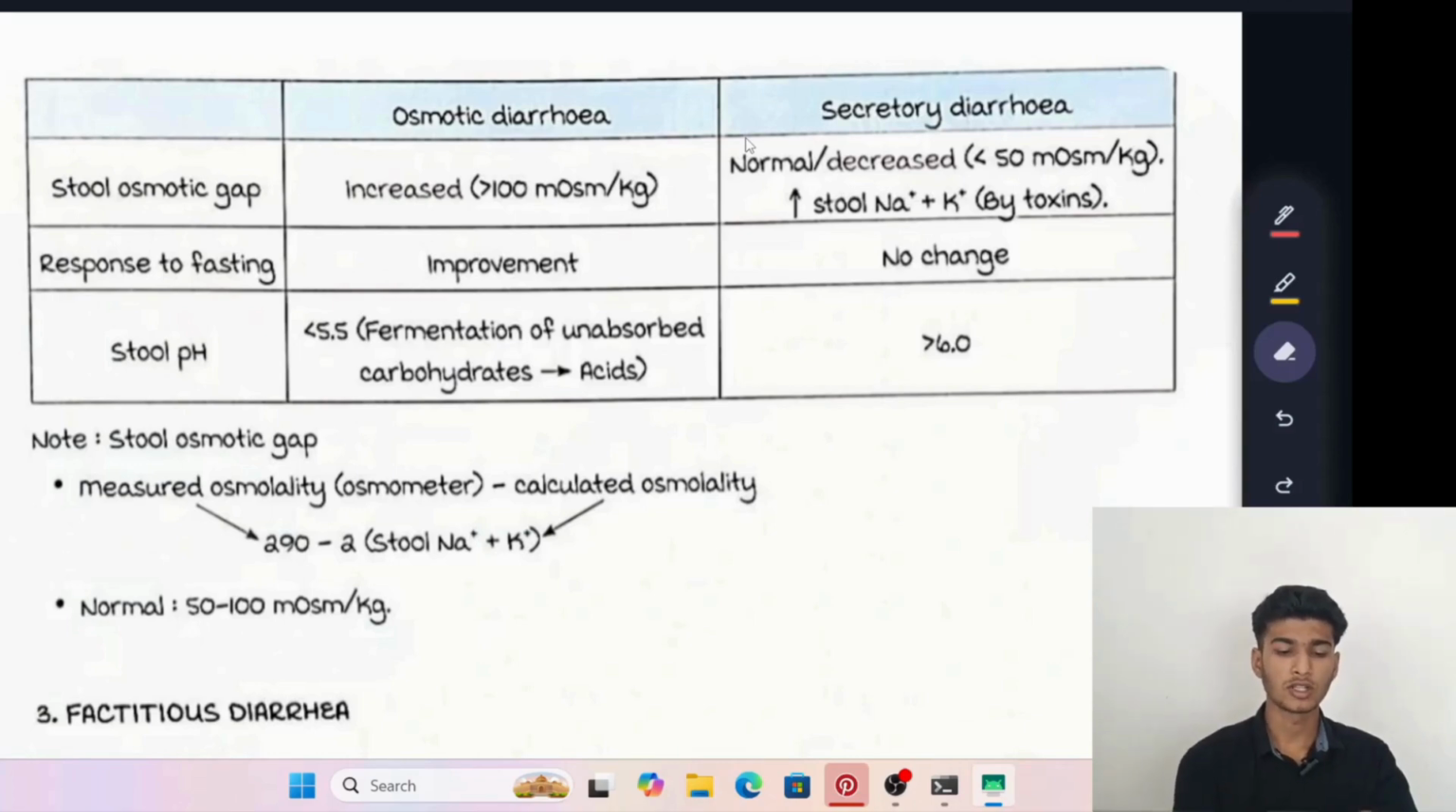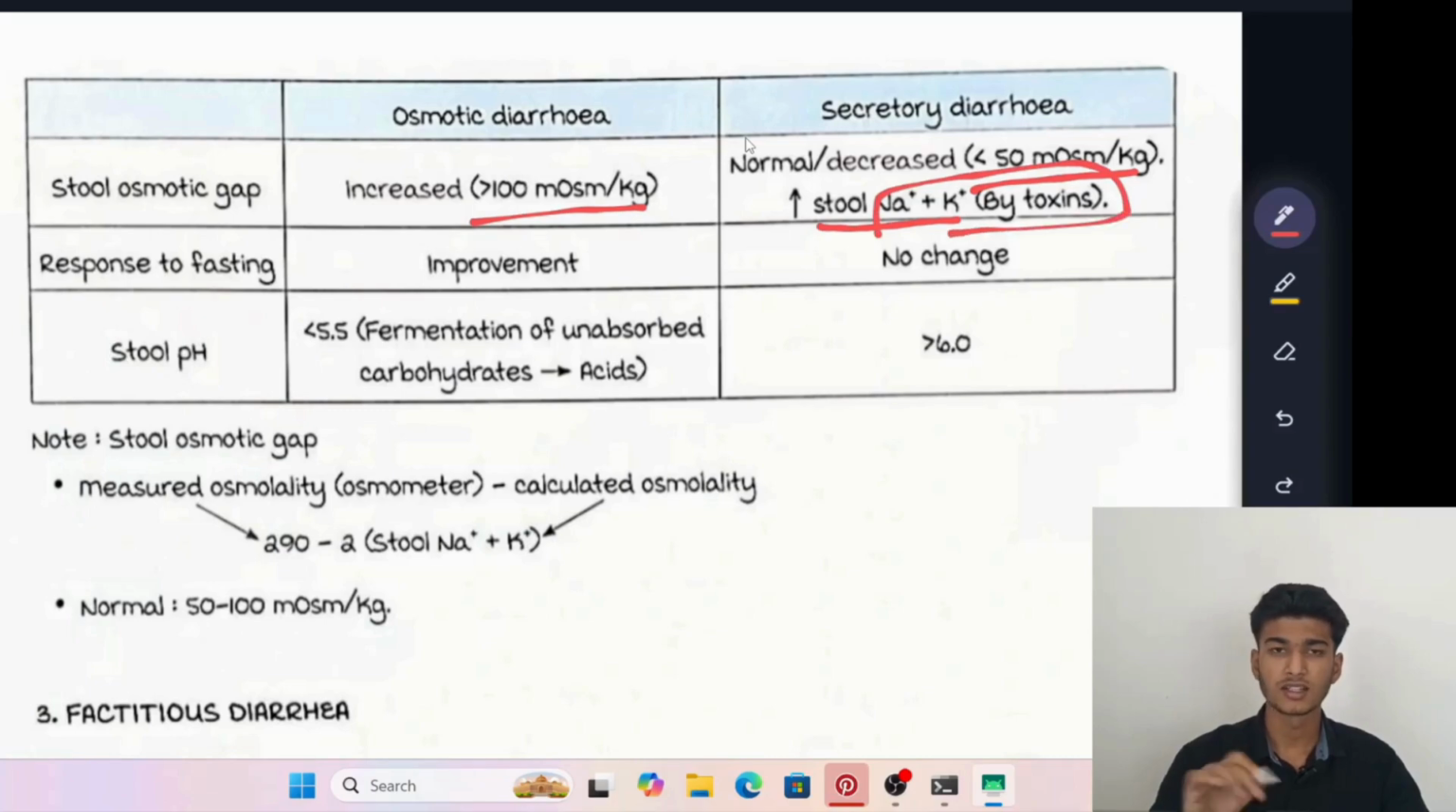The stool osmotic gap increases by more than 100 milliosmol per kg in osmotic diarrhea, and in secretory diarrhea it decreases or stays normal. It decreases less than 50 milliosmol per kg. And the electrolytes which are increased here are potassium and sodium. These electrolytes are increased with the help of toxins which are secreted by the bacteria, enterotoxigenic E. coli, Escherichia coli, and Vibrio cholerae.